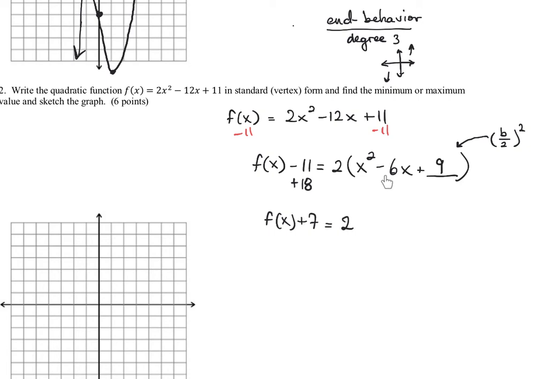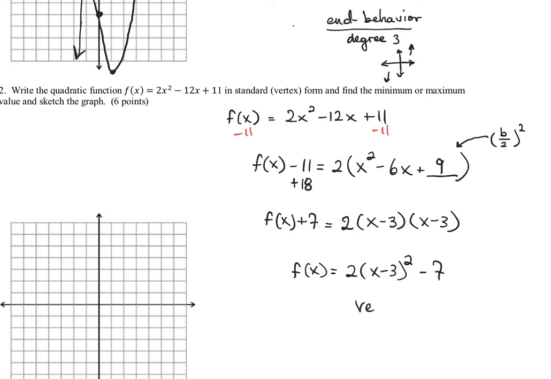So we need to add 18 to the left side to keep the equation balanced. Now, this forms what we call a perfect square trinomial. X squared minus 6x plus 9 factors into x minus 3 multiplied by x minus 3. So we can rewrite this as x minus 3 to the second power and subtract the 7 back over to get the function now in standard form or vertex form.